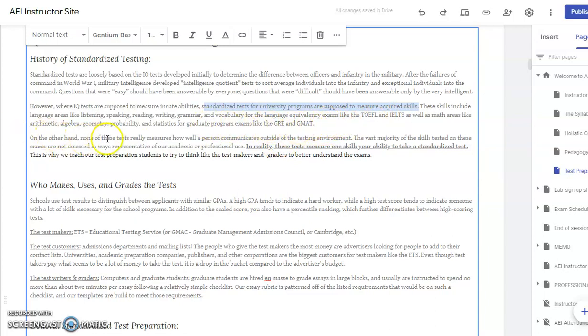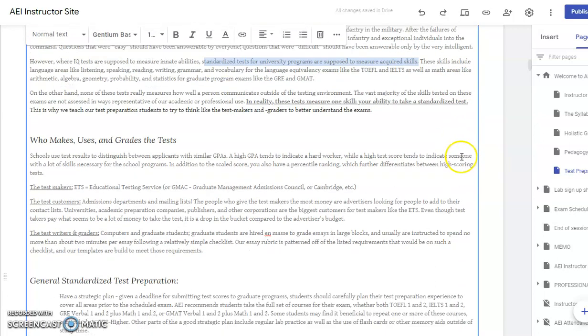On the other hand, none of these tests really measures how well a person communicates or thinks outside of the testing environment. And that's why people do get test anxiety, it's an unusual, very stressful environment. So in fact, the vast majority of the skills tested on these exams are not assessed in ways that are really representative of academic or professional use. And in reality, the tests measure a single skill, which is your ability to take a standardized test. This is why we try to teach our test prep students to think like the test maker and the test grader in order to better understand the exams.